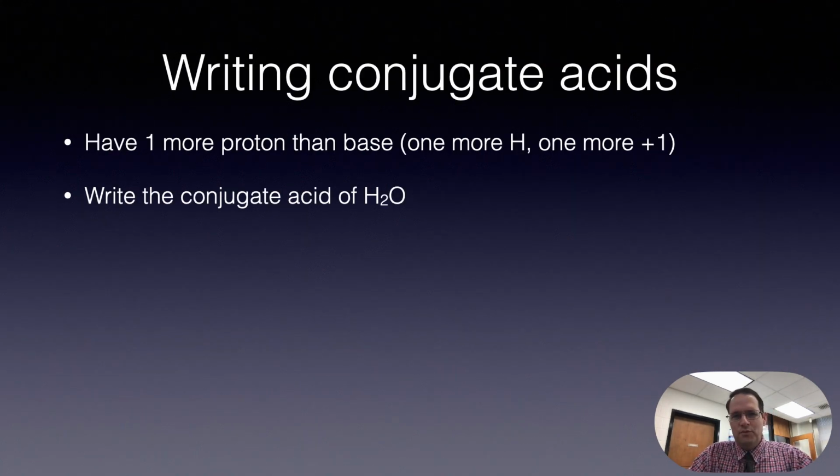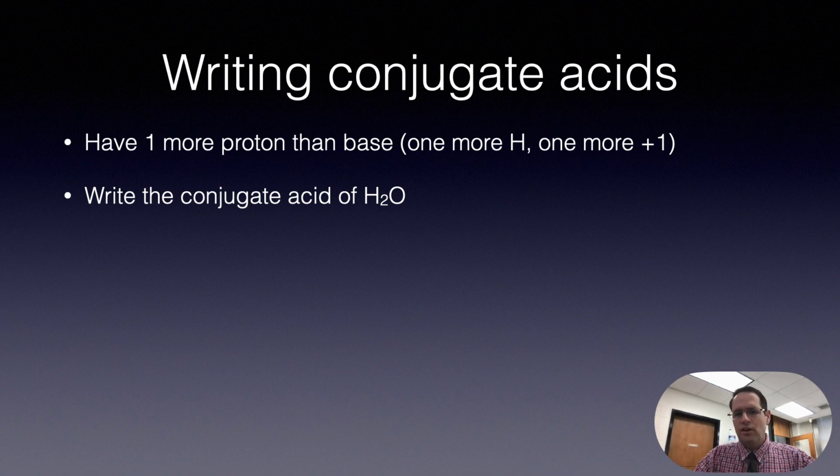So let's do some practice problems writing conjugate acids. Now, they're going to have one more proton than the base. So a proton, remember, is comprised basically of two things. It's an H, and then it's a +1 charge. So we'll break this down into 2 steps.